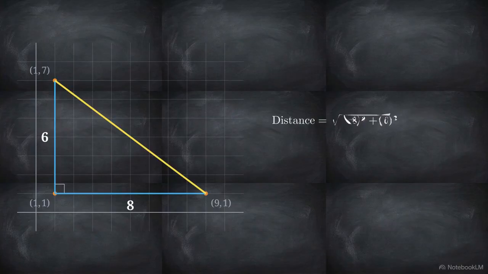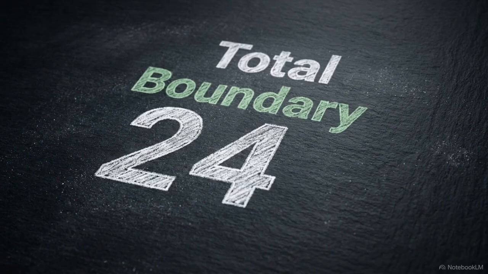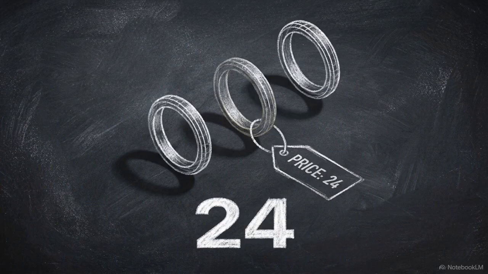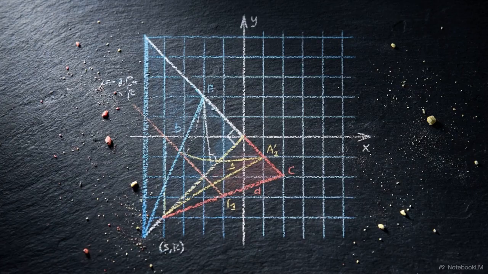By calculating the square root of the differences between our coordinates, we find the diagonal length is exactly 10. Adding 6, 8, and 10 gives us a total perimeter of 24 units. We multiply that perimeter by our 3 rounds of wire and the price per unit to lock in the final cost. By anchoring physical boundaries to a coordinate system, we can mathematically derive exact dimensions and total project costs directly from 3 known points of data.